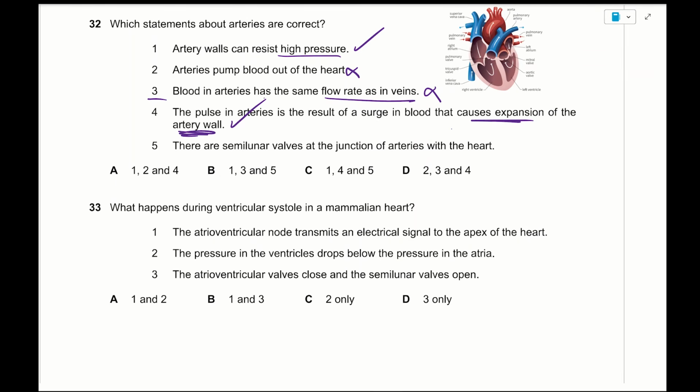And 5. There are semilunar valves at the junction of arteries with the heart. This is correct because there are valves between the ventricles and the arteries, stopping the backflow of blood from the arteries back into the ventricles. Therefore, this is correct, and the answer is going to be C.